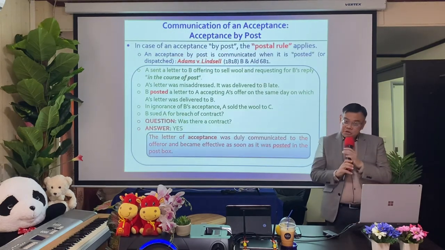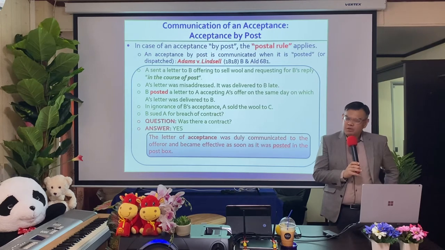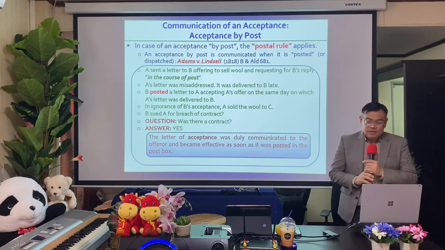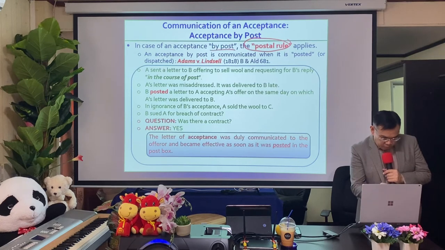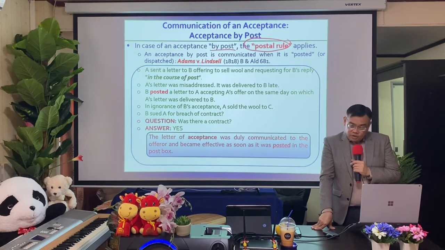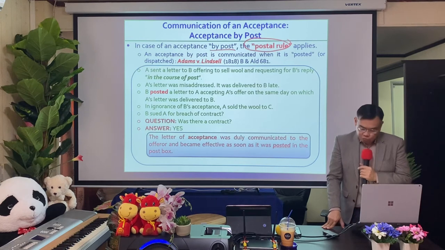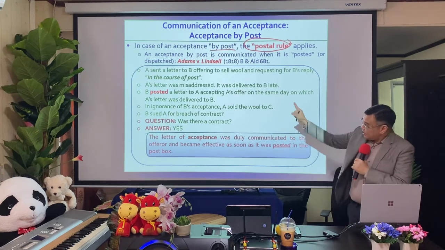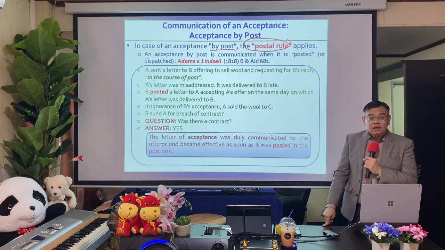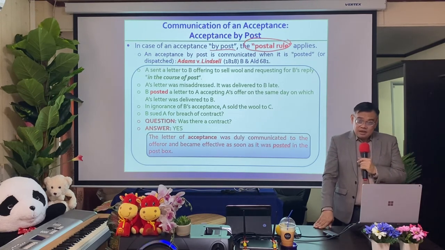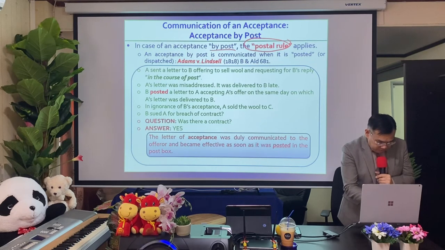Now, coming to the exception, remember, even though English law adheres to the receipt rule, which is the default rule, the exception is that in the case where an acceptance is made by post, then the postal rule will apply. An acceptance will become effective once it is posted. So this is the dispatch rule, the rule which is adopted in the case of communication of acceptance by post. In this case, the acceptance will be effective once it is posted.